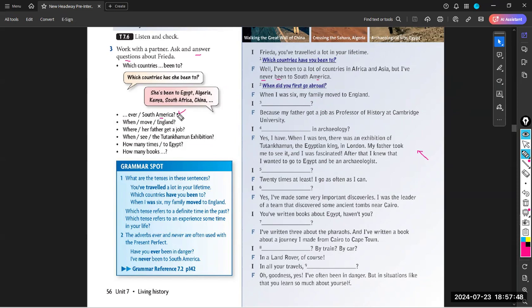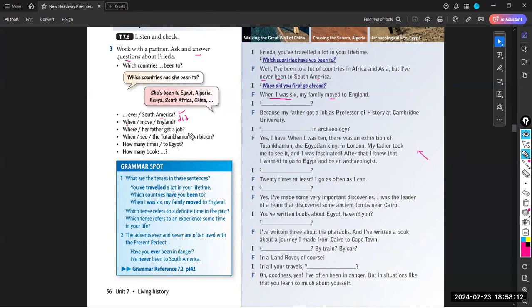Exactly. Now, question number 2, we have when move England. Now, the question is, when did she move to England? When she was 6. Bravo. When she was 6, my family moved to England.